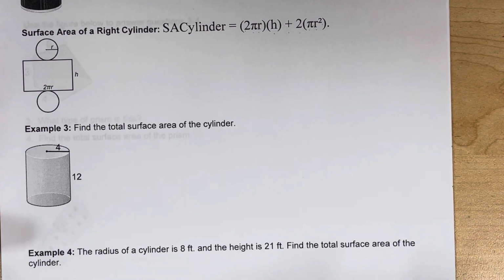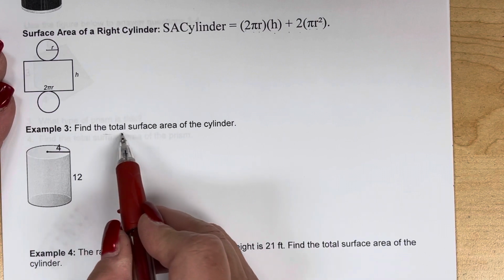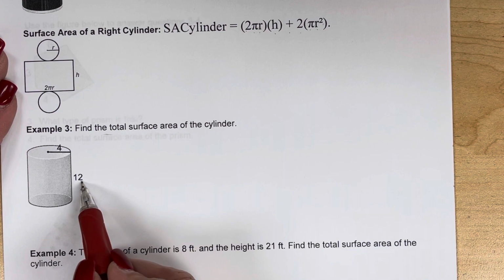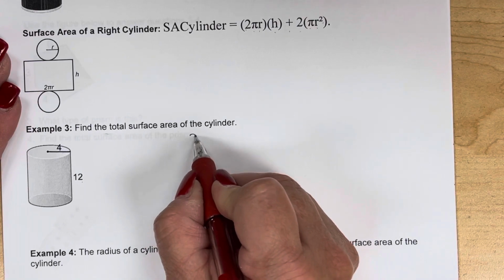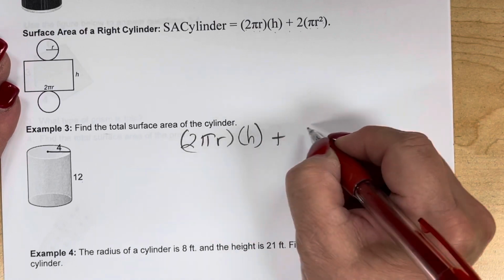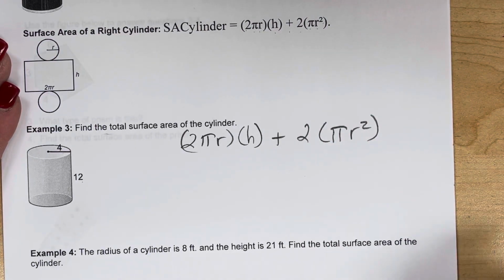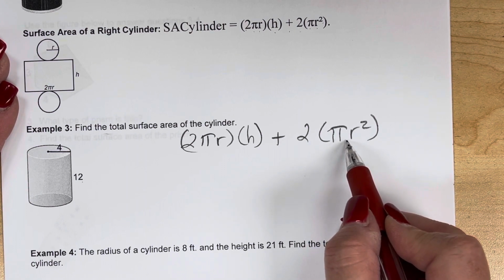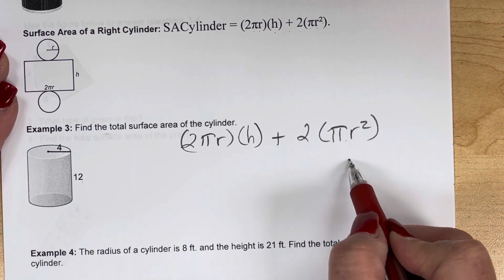Take your time, okay? So let's take a look at example 3, where they want us to find the total surface area of the cylinder. My radius is 4 and my height is 12. So let's take a look at the formula. 2 pi r times the height plus 2 times pi r squared. Really, pi r squared, if you remember, that's finding the area of the circle that's on the top, and then you multiply times 2 because that's the top and the bottom, okay?